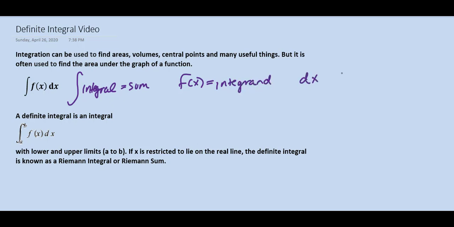The d sub x is going to symbolize what our change of x is, but it also allows us to see what our variable is. And our variable is technically x. For a definite integral, it is an integral with lower and upper limits a to b. If x is restricted to lie on the real line, the definite integral is known as a Riemann integral or the Riemann sum.